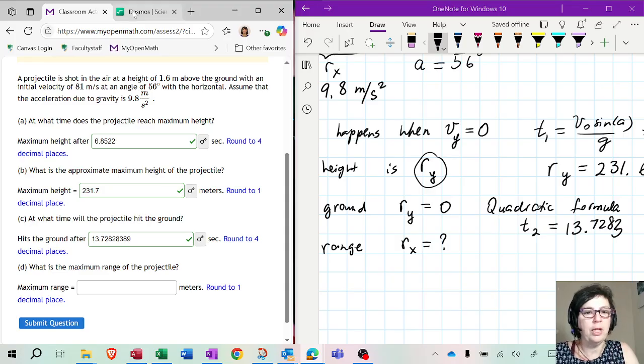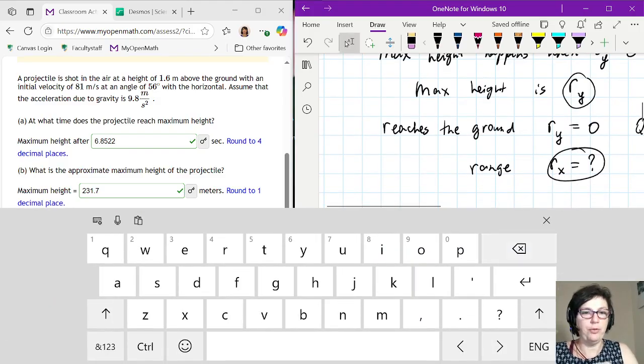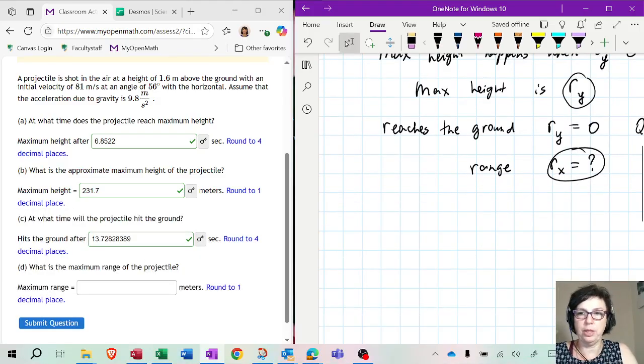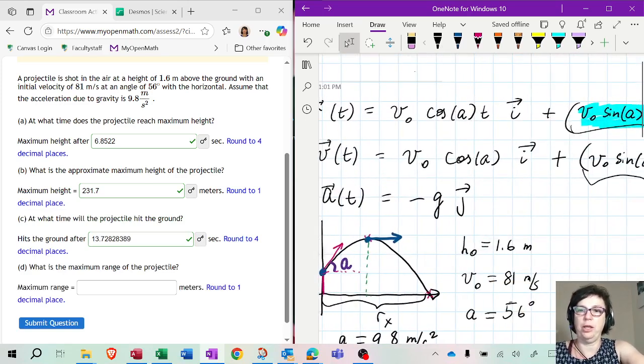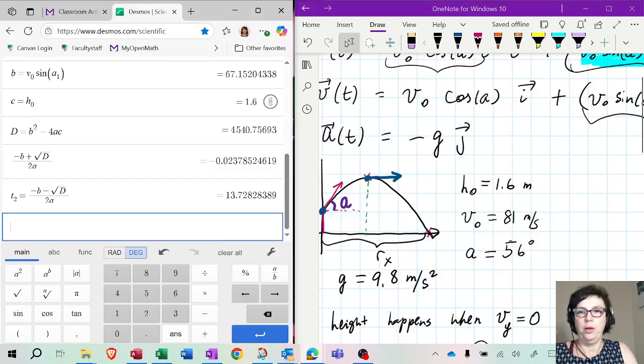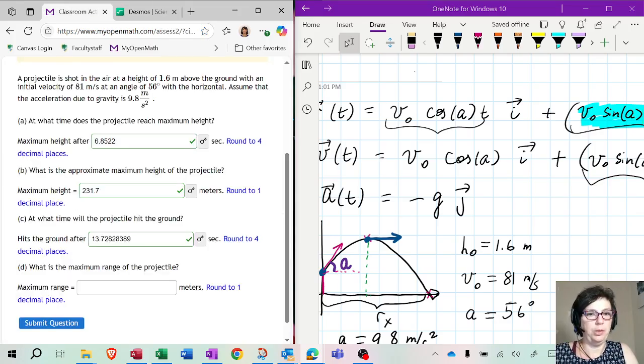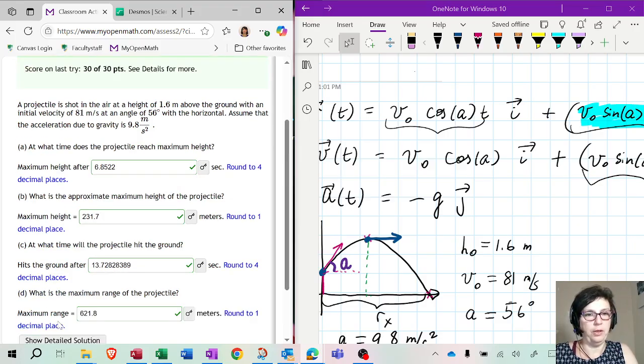Okay, but whatever. So the last part is to figure out the maximum range of the projectile. To get that, you have to find your Rx. So you have to plug in the t value you just found into the x component of the position. And the x component of the position is this right here. So that's not going to be hard. So we're going to get V0 cosine, and I called the angle A1, times t2. That's it. Okay, so that's my maximum range. And since it says just 1 decimal place, I think I can abbreviate that. All right.